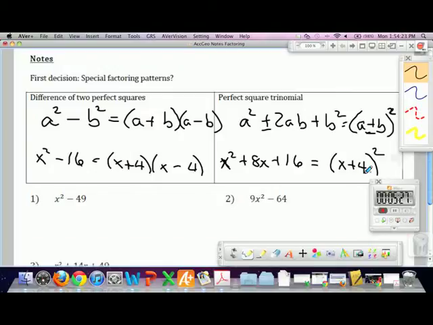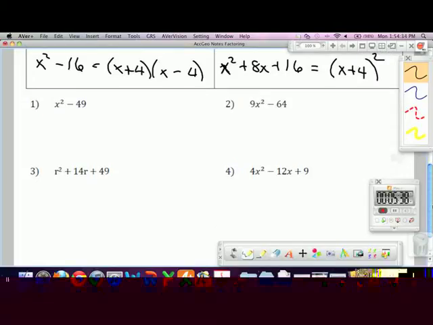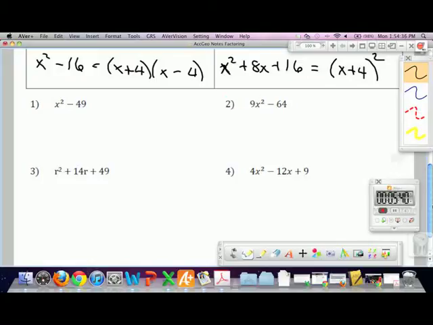Okay. There are 1, 2, 3, 4 examples down here of these patterns. Which pattern is this? One of those two patterns. Yeah, well, it's two terms and it's subtracted, so that's hopefully a good key. Are these both perfect squares? The square root of x squared is x, and the square root of 49 is 7. So this should factor very quickly without doing any box and diamond method. One's plus, one's minus.